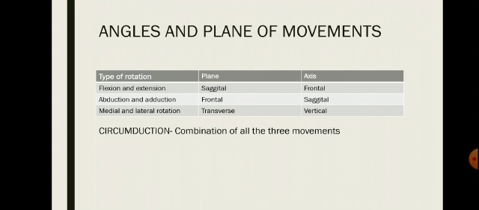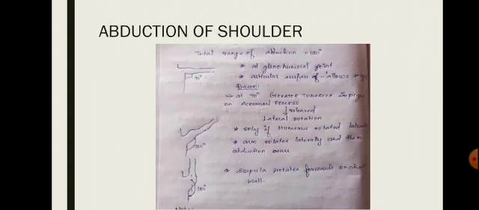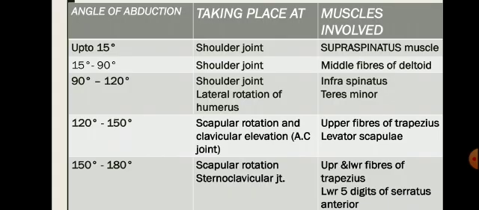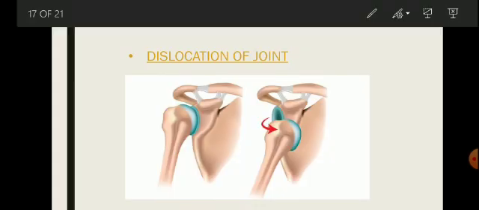And then adduction and abduction, that is exactly opposite to flexion and extension, that is, they are perpendicular to each other. So frontal plane and sagittal axis. Medial and lateral rotation: here the plane comes as transverse and the axis is vertical. Circumduction is a combination of all the three movements. Here the abduction of the shoulder is well given.